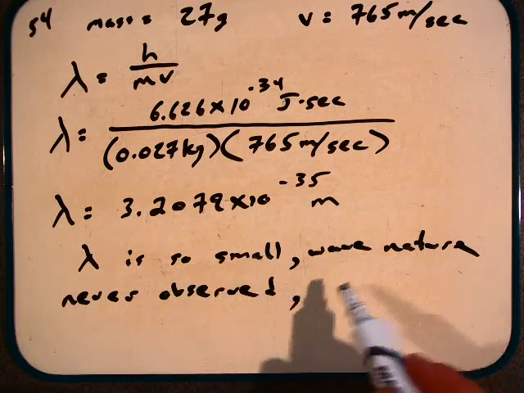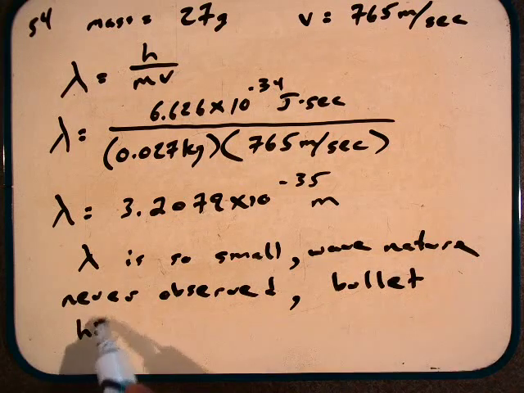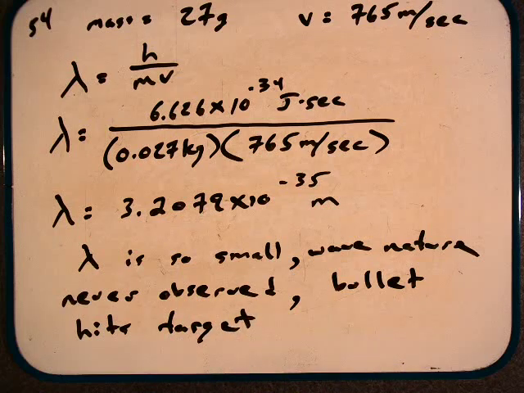Or never observed, i.e. the bullet hits its target. It's very accurate. So even though one could reason out that this bullet does have a wave nature, that wave nature is so small that it doesn't affect the bullet from its trajectory of actually hitting the target at the end of the day. That's number 54.